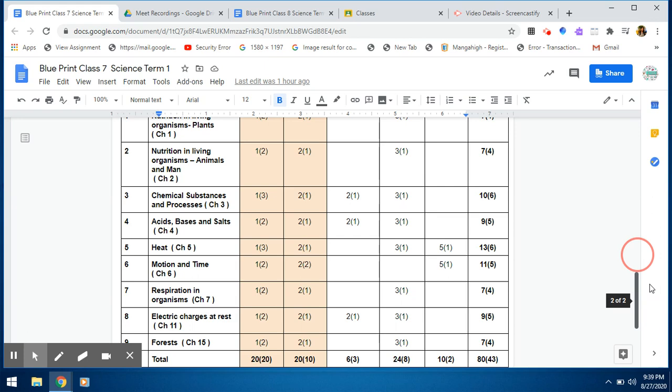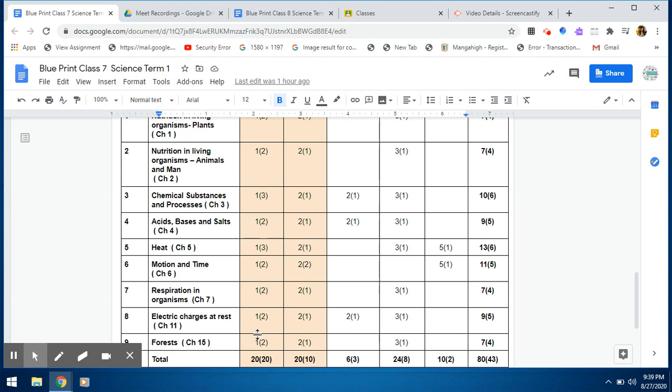Let me take example of the chapter heat. In the objective type paper, there will be 3 questions of 1 mark and 1 question of 2 marks. So there will be 4 questions in the objective type paper from this chapter. In the subjective type paper, there will be 1 question of 3 marks and 1 question of 5 marks from this chapter. So there will be 6 questions in all from this chapter and the total weightage of this chapter is 13. Let me take example of forests.